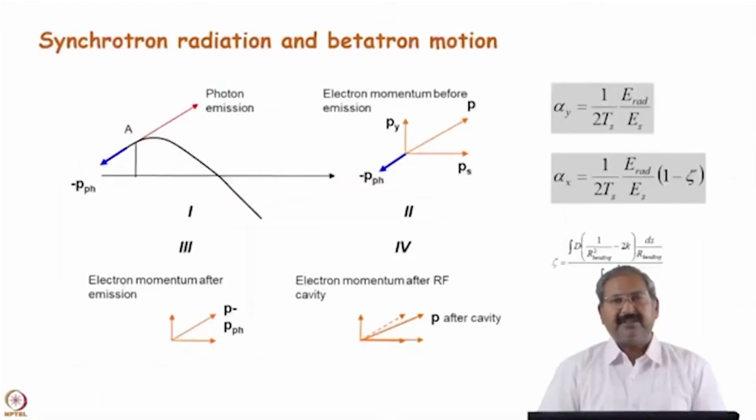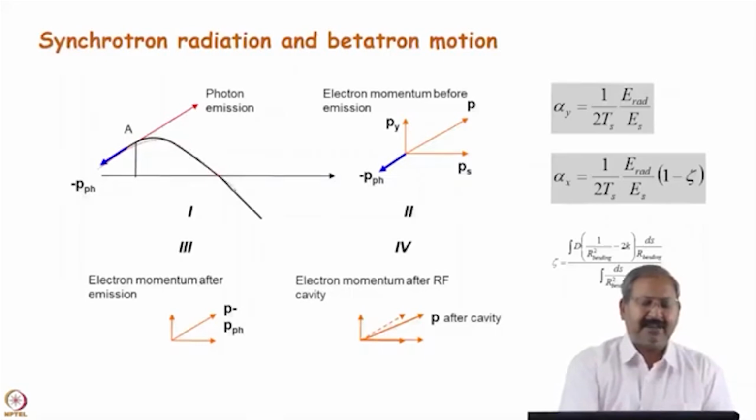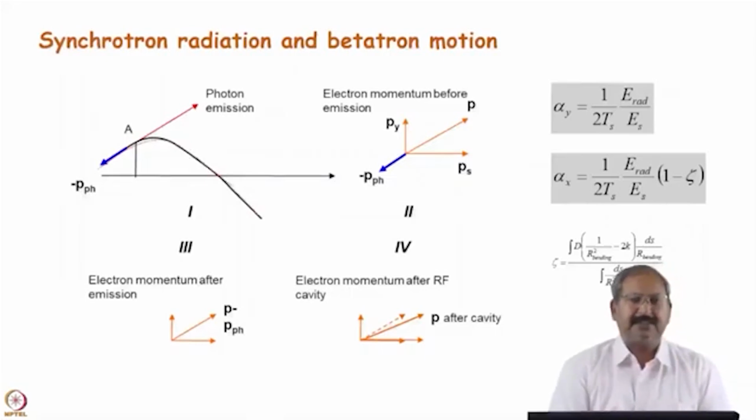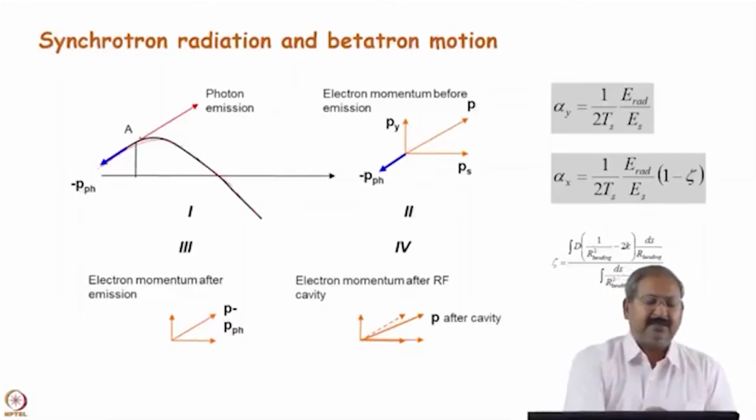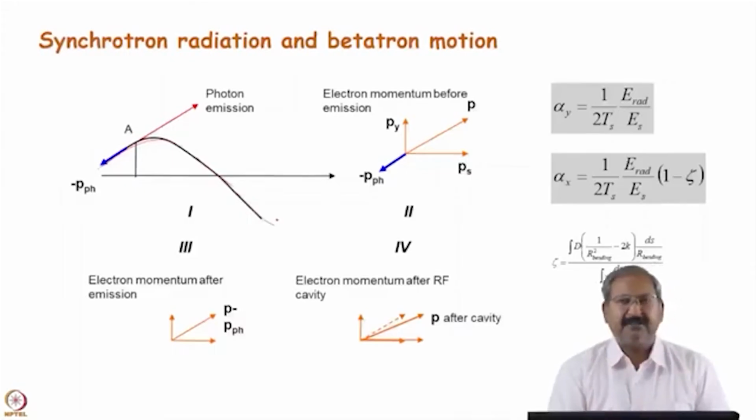Now we see what is the effect of this synchrotron radiation on betatron and synchrotron motion. Does it affect the motion of the electrons? Yes, it affects. So how does it affect? Suppose it is an oscillating electron, meaning these are the betatron oscillations, and I am plotting these oscillations in the vertical plane, meaning these are the vertical betatron oscillations. Why the vertical plane? It will be clear later.